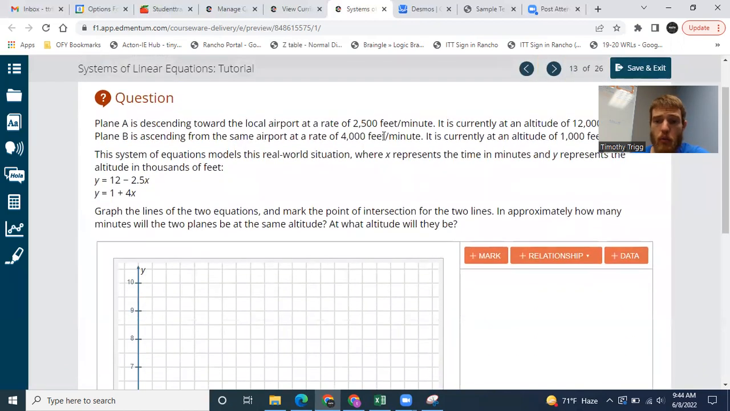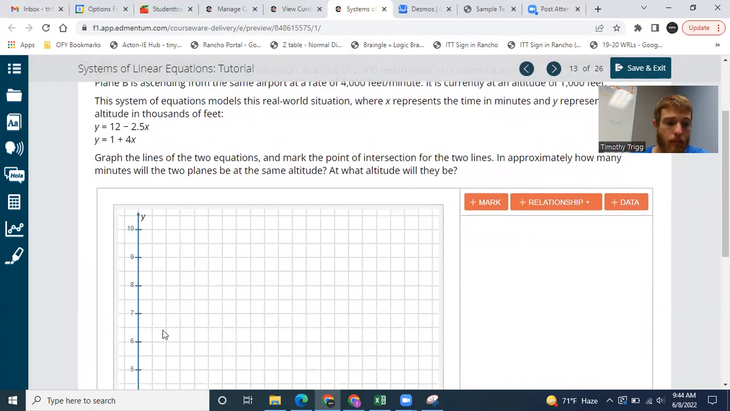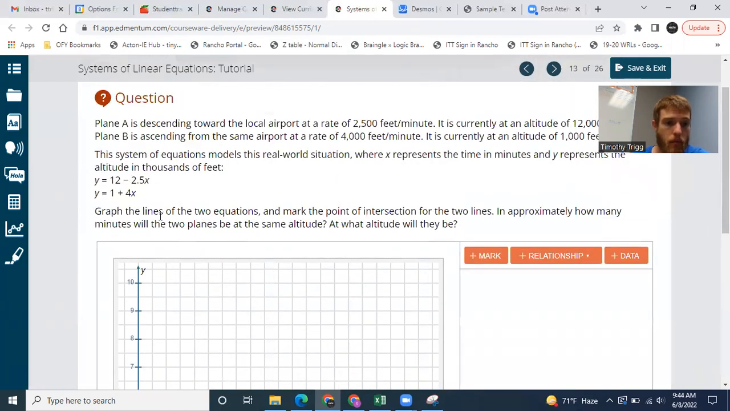All right, so this one's very similar to what we just did. We basically have two equations. We want to graph them here. So graph the lines of the two equations and mark the point of intersection for the two lines. And approximately how many minutes will the two planes be at the same altitude? At what altitude will they be?